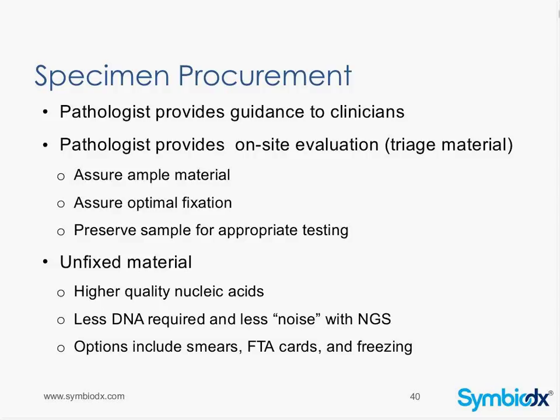You have higher quality nucleic acids, less DNA is required, and there's less noise with NGS. Options for this include air-dried smears, alcohol-fixed smears. You can actually put this on FTA cards, which are those little cards that they do for newborn screening, or you can, of course, freeze tissue.